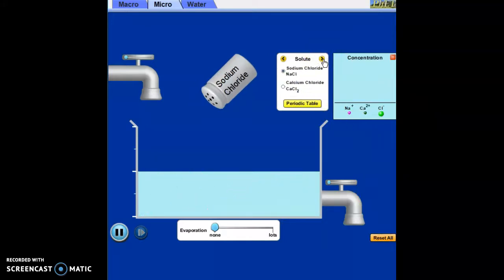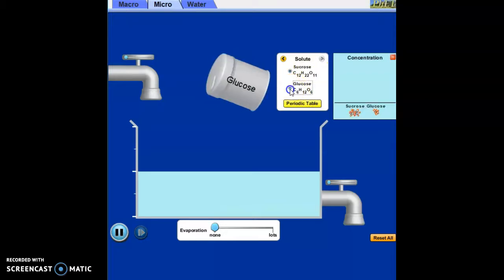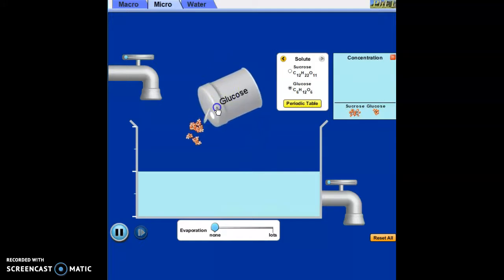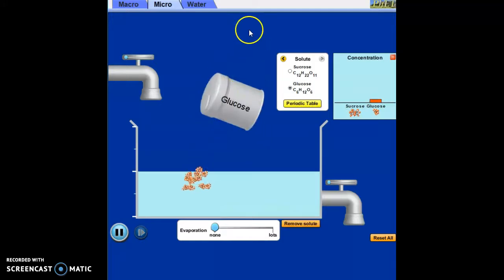And this last one, we are looking at glucose, which is C6H12O6. You probably learned about it in living environment. So we're going to add some glucose. And again, make some observations. Fill in the chart on your own and decide, is it an electrolyte, non-electrolyte? Therefore, is it an ionic or a covalent compound?